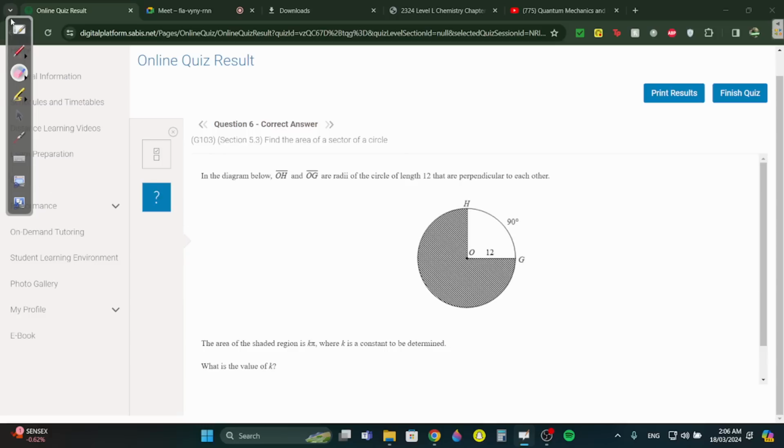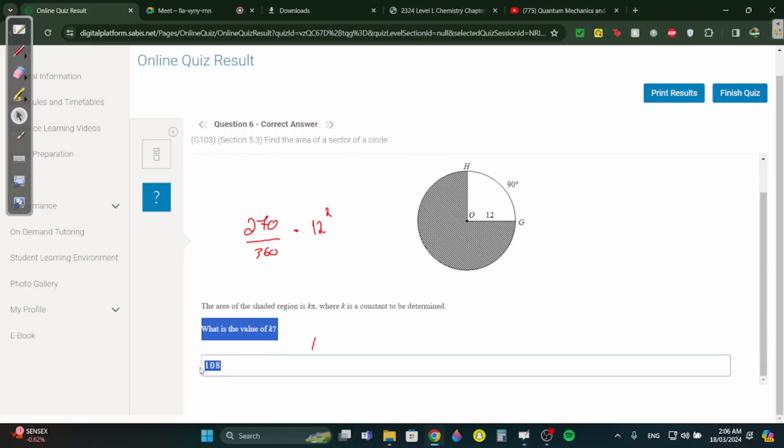So can you find the area of the sector? Yes, you can. 270 over 360 times pi. Well, they want it in terms of pi, so let's keep pi out of the equation. Times r squared, so 12 squared. And you get 108.